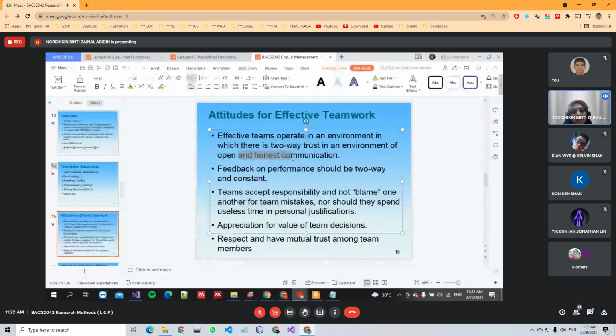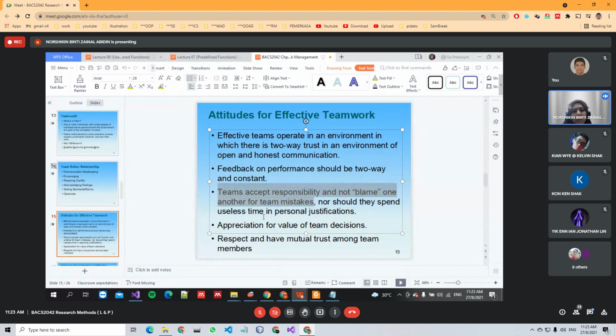Feedback and performance should be two-way and constant. Feedback and performance is not that we are evaluating our team, but we are giving feedback to tell maybe there's a part that our partner should improve. Then teams accept responsibility and do not blame one another for team mistakes, nor should they spend useless time in personal justification.